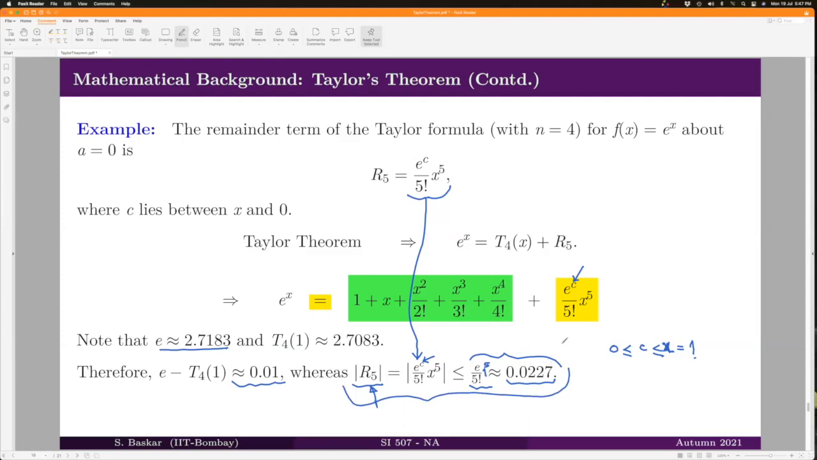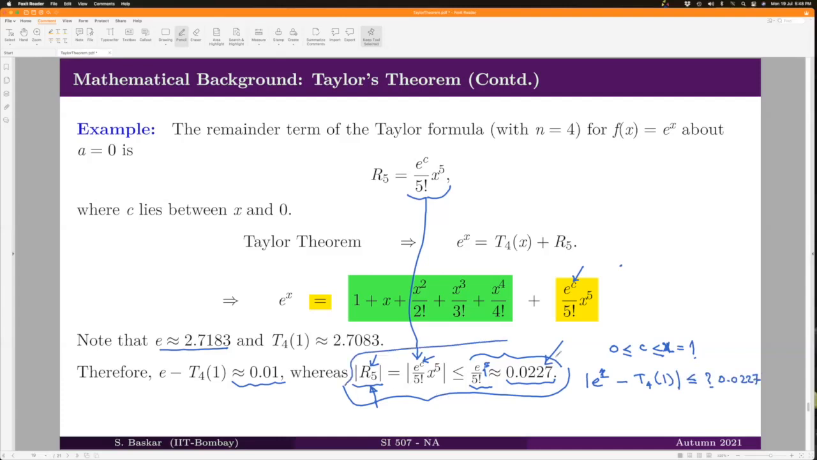So this is called the estimate. This upper bound, which is a number independent of C, is called the estimate of the remainder term. It says that whatever may be this number R5, it cannot take a value more than 0.0227. That's all it says. It means what? The error involved in this representation of the number E by its corresponding Taylor polynomial value is whatever it is, it cannot be more than 0.0227.